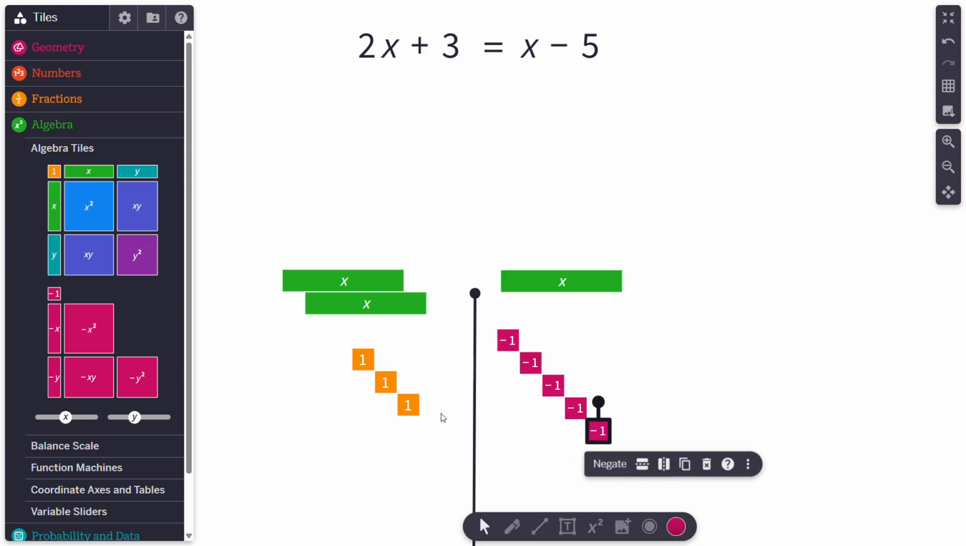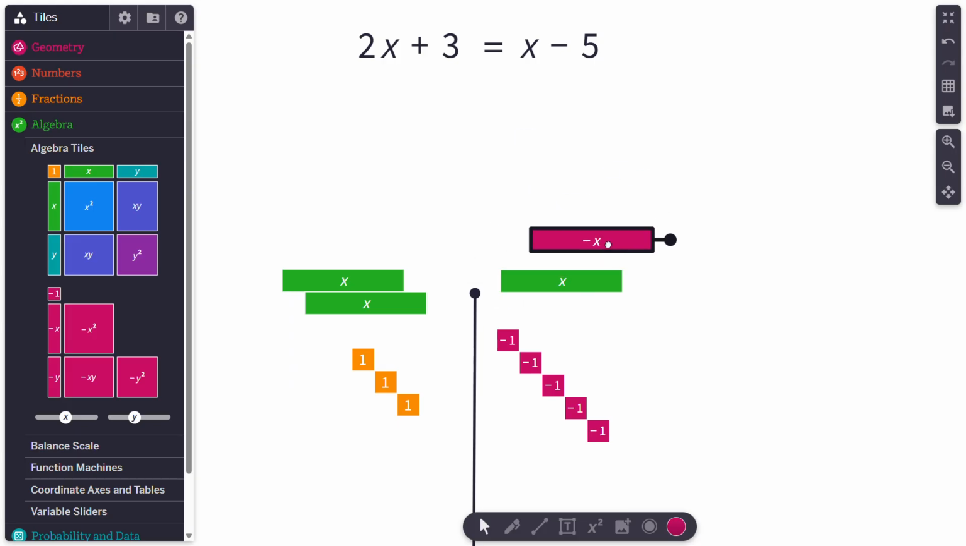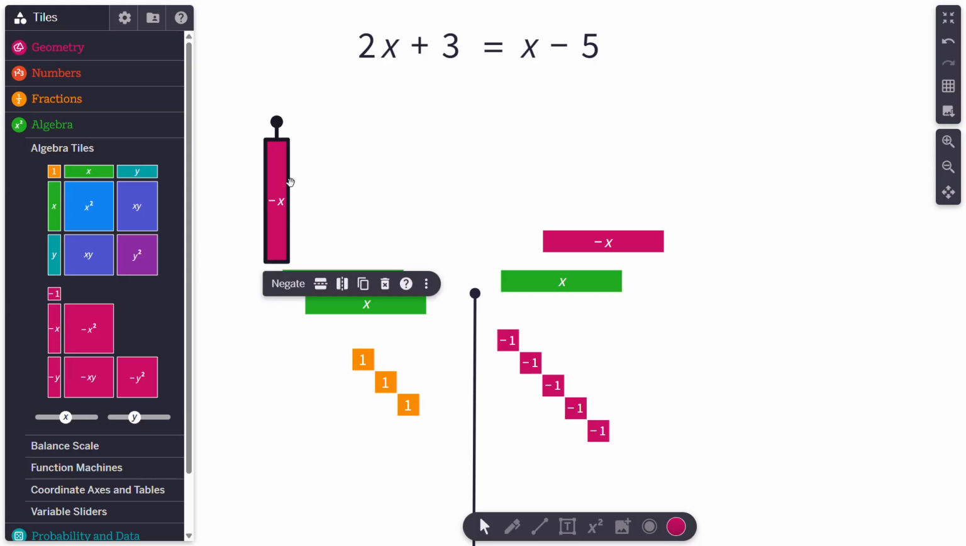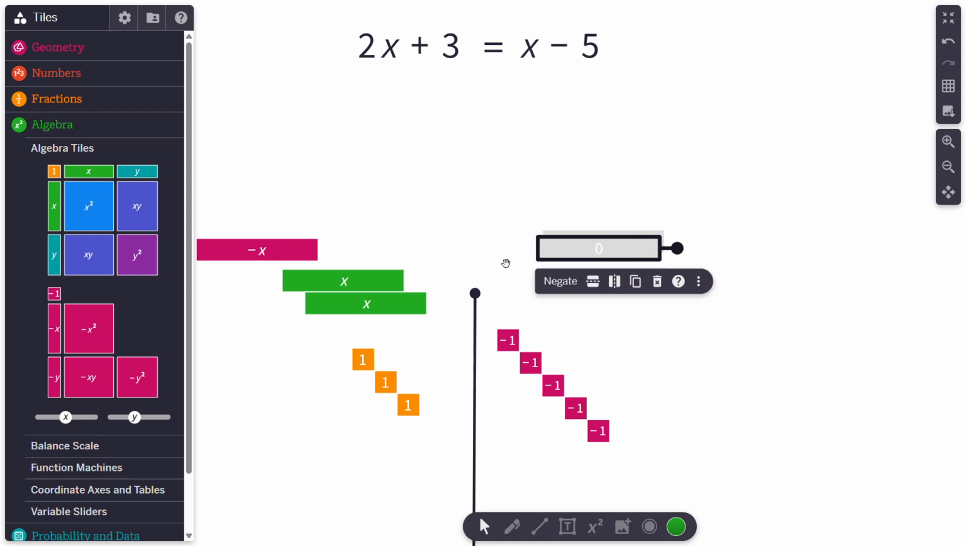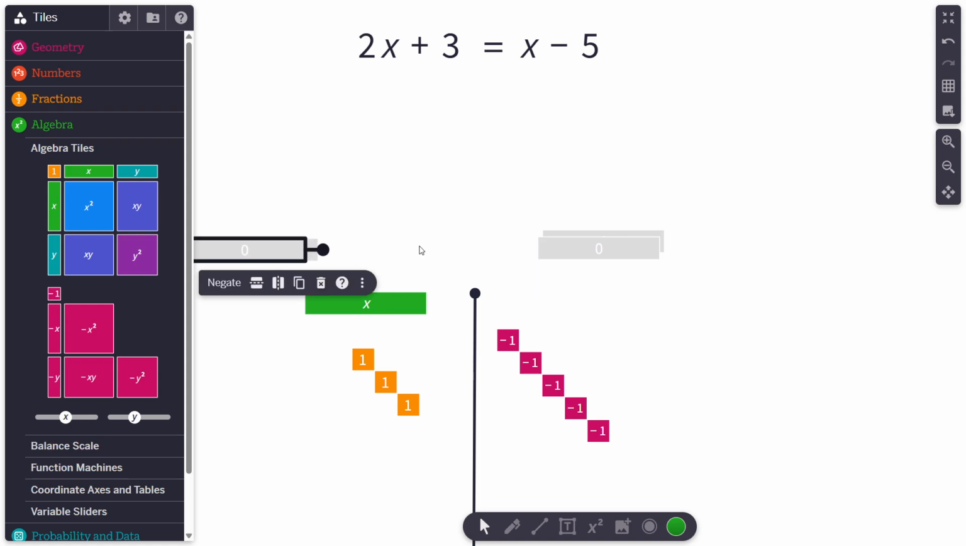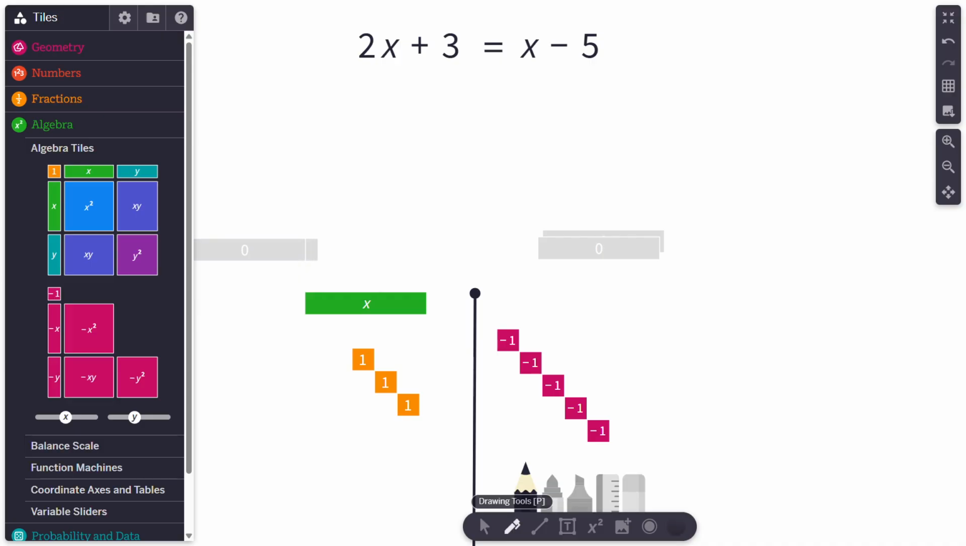Perfect. So we have fewer x's on this side, so we're going to move this x over to here. So we're going to subtract x to start. And to do that, we have to also do that on this side. So that cancels and that cancels, and we are left with x plus 3 because we subtracted x, equals minus 5, right?